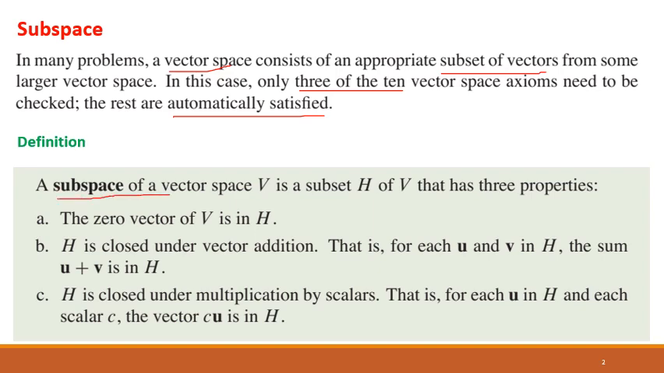A subspace of a vector space V is a subset H of V that has three properties. Property A: the zero vector of V is in subset H. Property B, which is actually axiom 1 of the vector space axioms: H is closed under vector addition, that is, for each vector u and v in H, the sum u plus v is also in subset H.